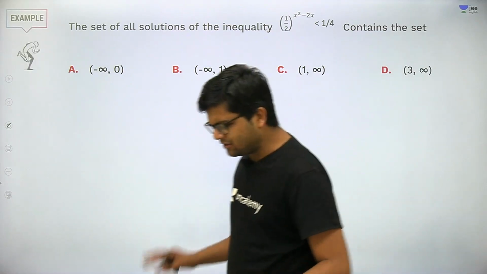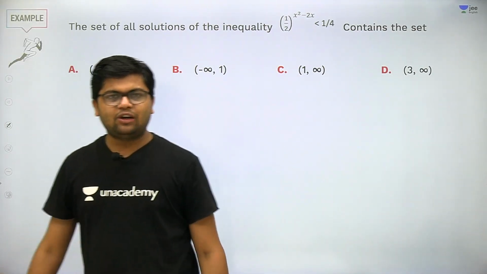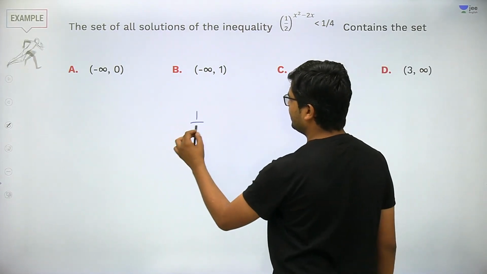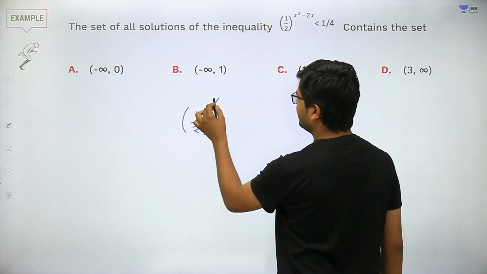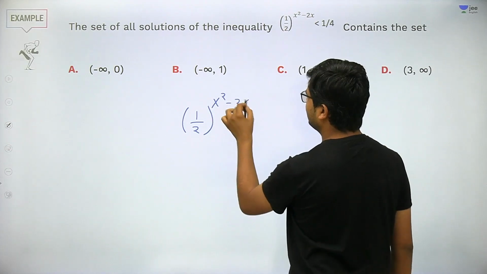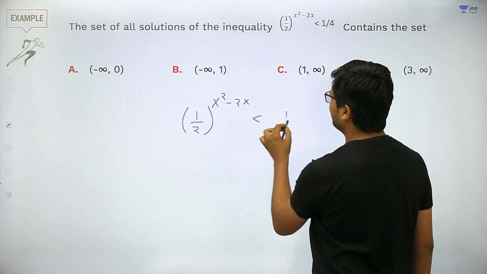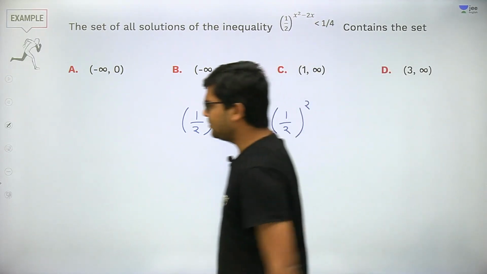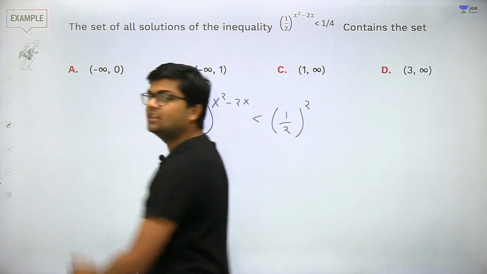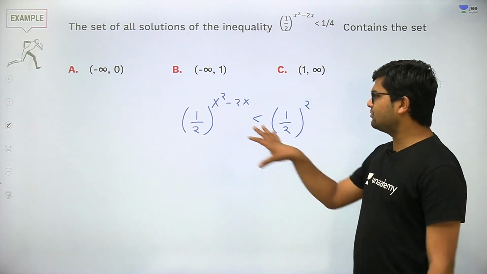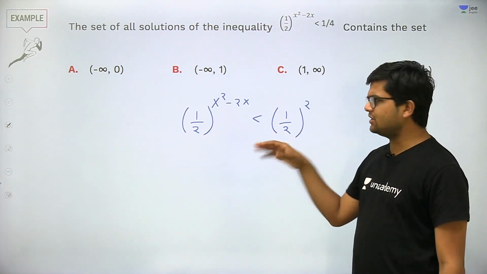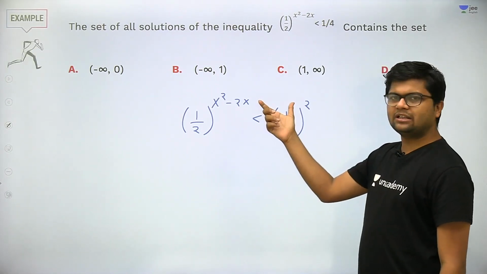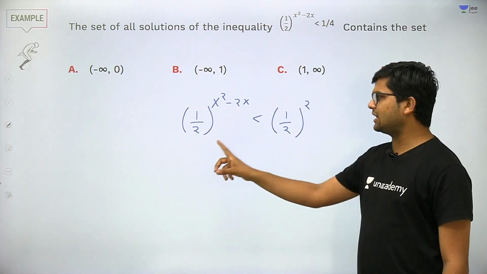Next, very basic question. Find the set of values of the inequality. This is the inequality: half raised to the power x square minus 2x is less than 1 by 4. I am writing 1 by 4 as half square. I want to make the base same so that I can think easily. Now if there is an inequality in numbers whose bases are equal, then that inequality will continue to be in the powers if the base is greater than 1.